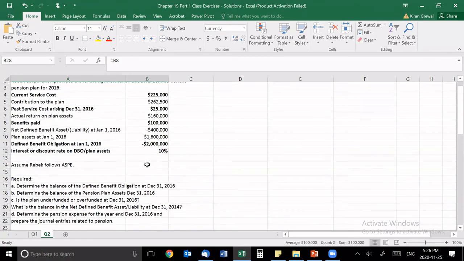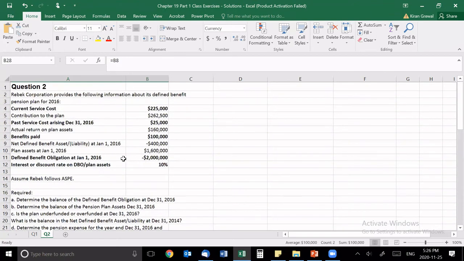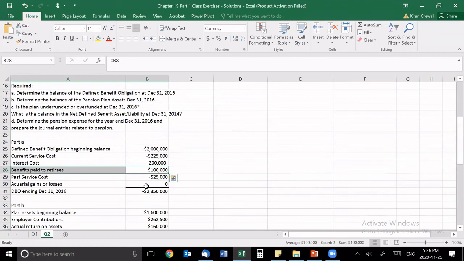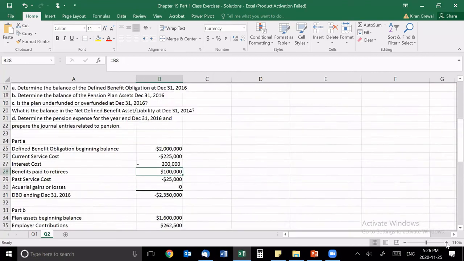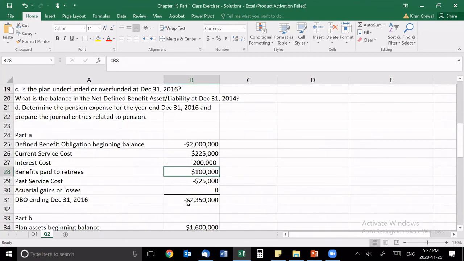And then you would add or subtract any actuarial gains and losses. At this time, we don't have any actuarial gains and losses, so we can calculate that total. So the ending balance of our DBO, if you add everything, subtract your benefits, we get 2.35 million. I'm just going to make that bigger. So hopefully you got that when you tried to do it yourself.